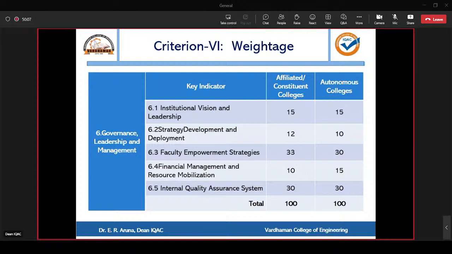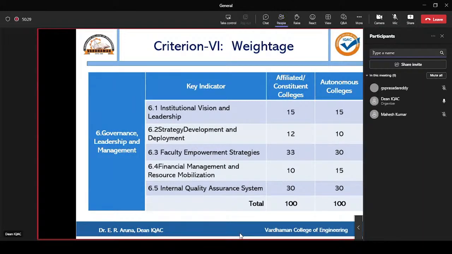Coming to the first one, institutional vision and leadership. Institutional vision and leadership are important criteria for the National Assessment and Accreditation Council. For AQAR, it assesses an institution's ability to articulate its vision, mission, and goals, and how effectively it is led towards achieving them. And strategy development and deployment is with respect to 6.2.